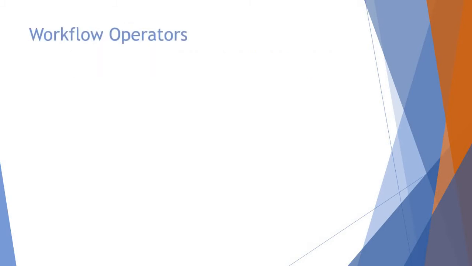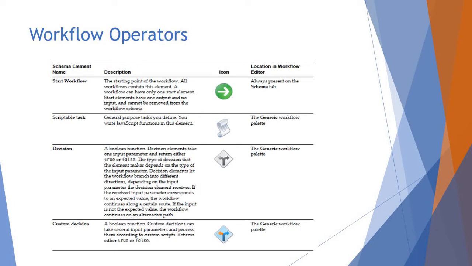Now let's have a look at the workflow operators and try to understand what they are used for. First workflow element. Start workflow. The starting point of the workflow. All workflows contain this element. A workflow can have only one start element. Start elements have one output and no input and cannot be removed from the workflow schema.